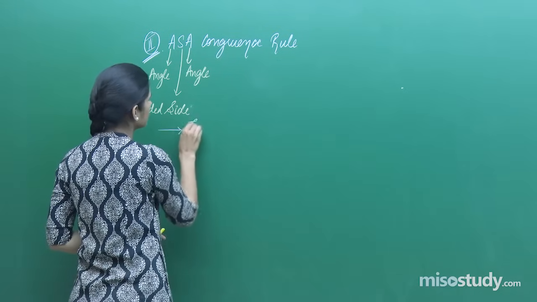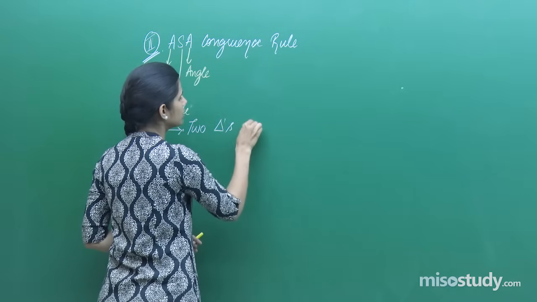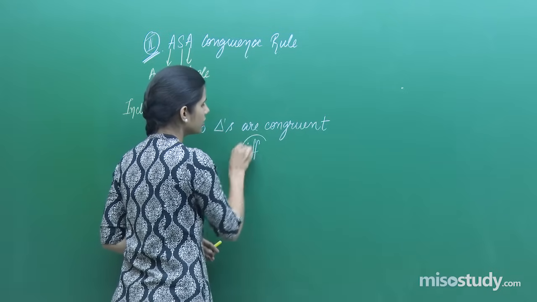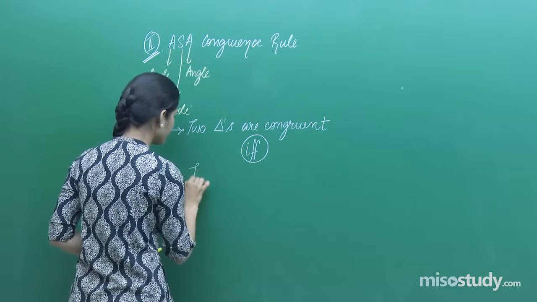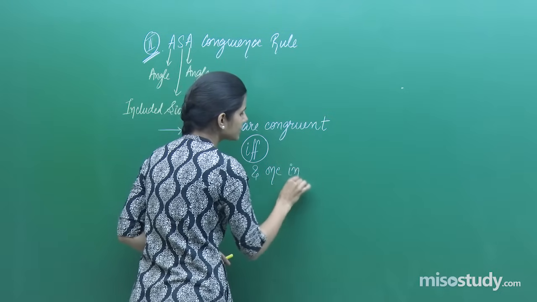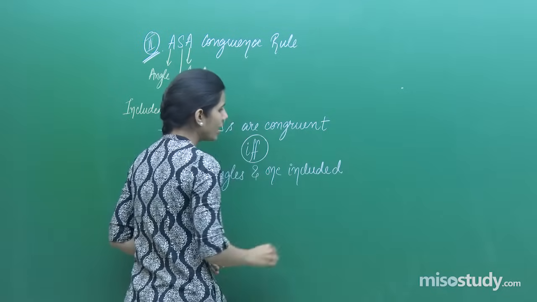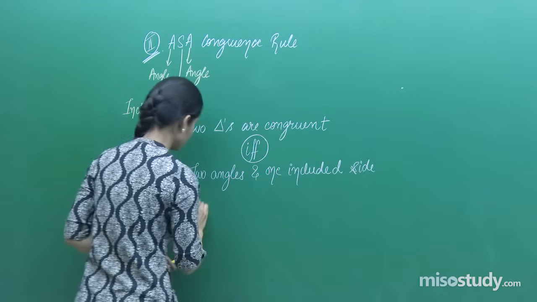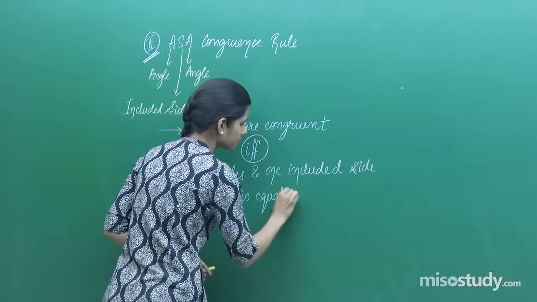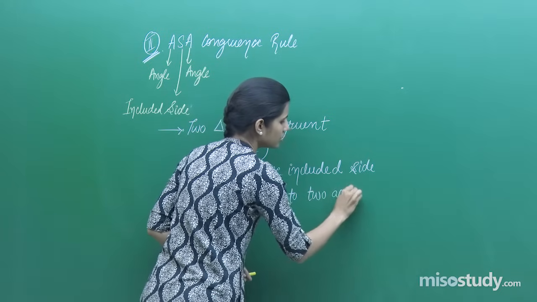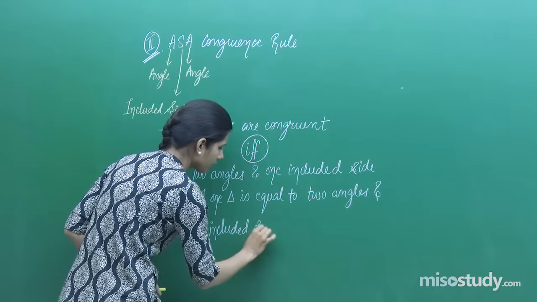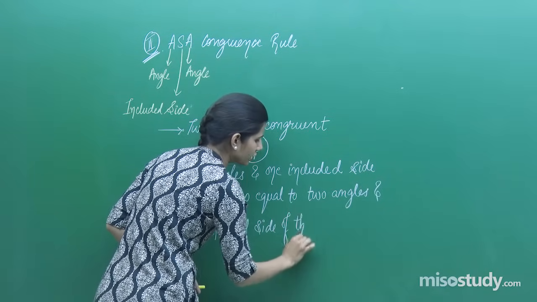So what does it say? It says that two triangles are congruent if and only if two angles and the included side of one triangle are equal to two angles and the included side of the other triangle.